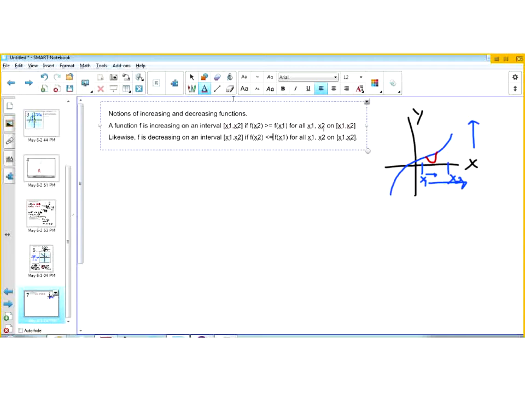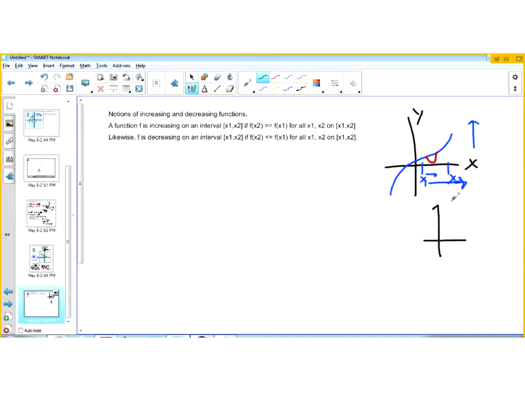The reason why I mention it at this point is because when we start graphing trigonometric functions, we'll need to know this kind of information. And let me sketch for you an example of a decreasing function. So here's my xy plane.